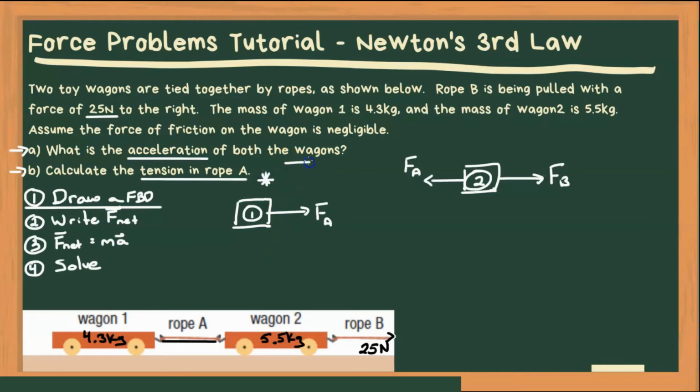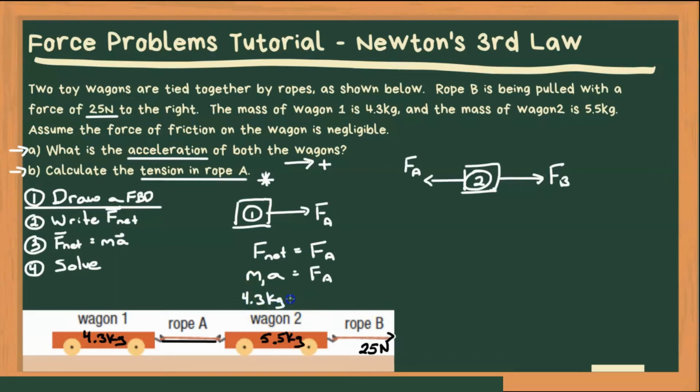Now we'll still choose forward as our positive direction to the right, since that is our direction of acceleration. Step 2, write out F net. The only force acting on this is Fa. So there's our net force. Step 3, replace F net with ma. And in this case, what's that mass? Since we're referring to this free body diagram, it's just the mass of wagon 1, which is 4.3 kilograms.